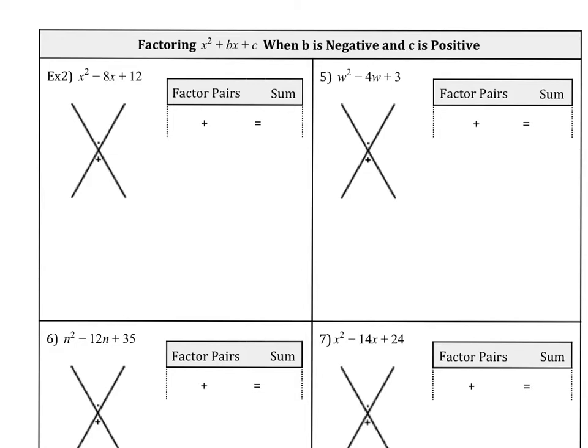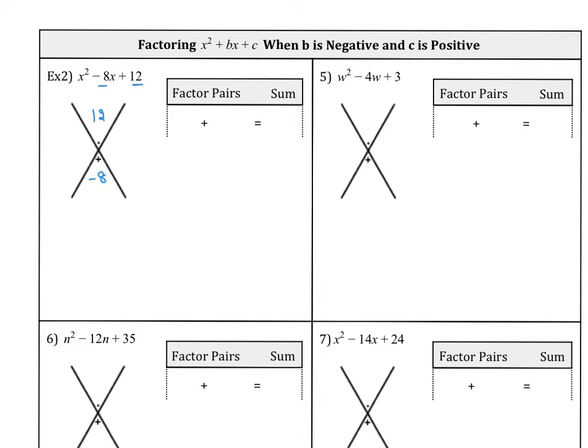Factoring x squared plus bx plus c when b is negative and c is positive. The method is still the same, but the found numbers are going to be different kinds. So what goes on the top is multiplication, that is 12. And what goes on the bottom is the center term, that is negative 8.